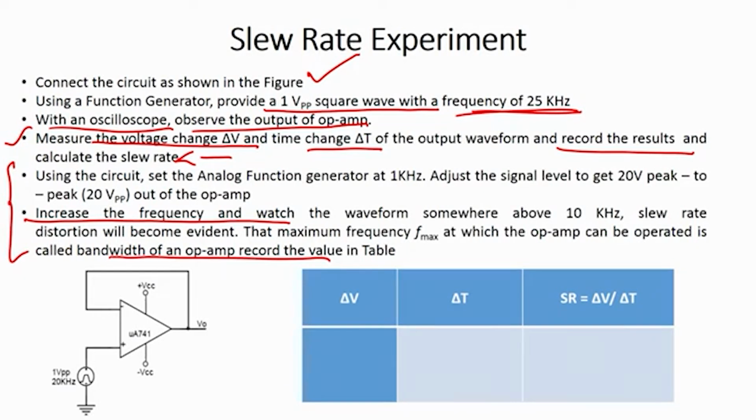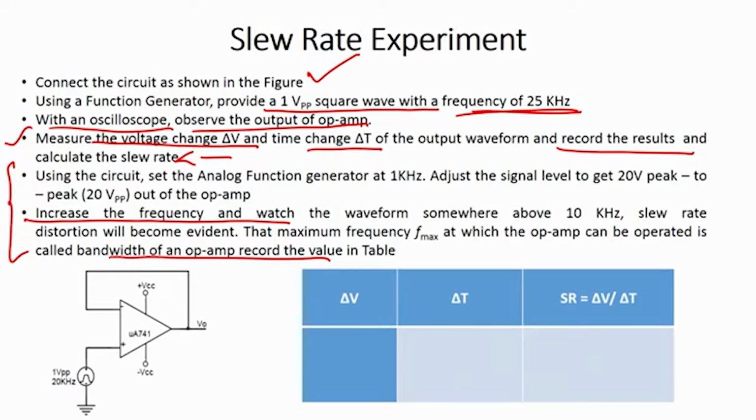Here we are not measuring the maximum frequency, which is why you do not see a separate column in the table for it. Our idea here is just to measure the slew rate, and for that we have to measure delta V and delta t. What we need is a function generator, an oscilloscope, and an operational amplifier. So, let us see how we can do it.